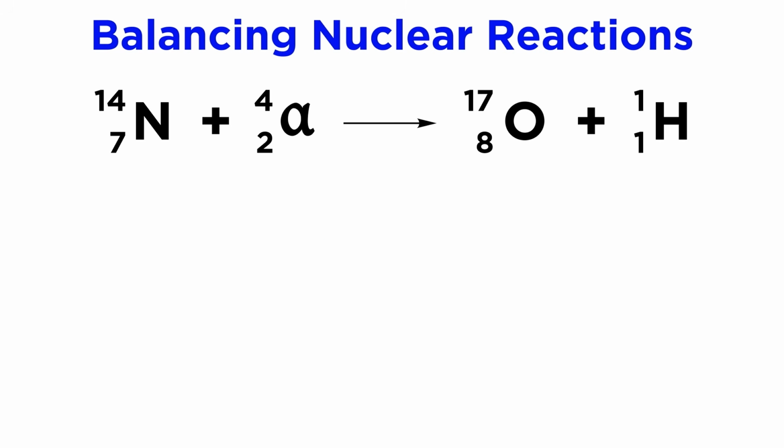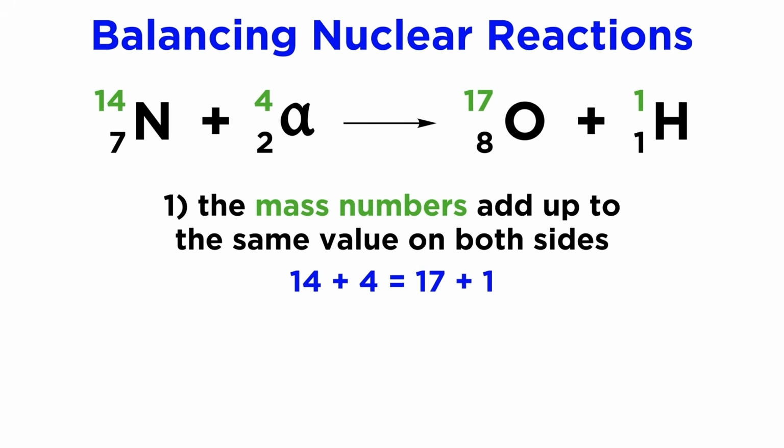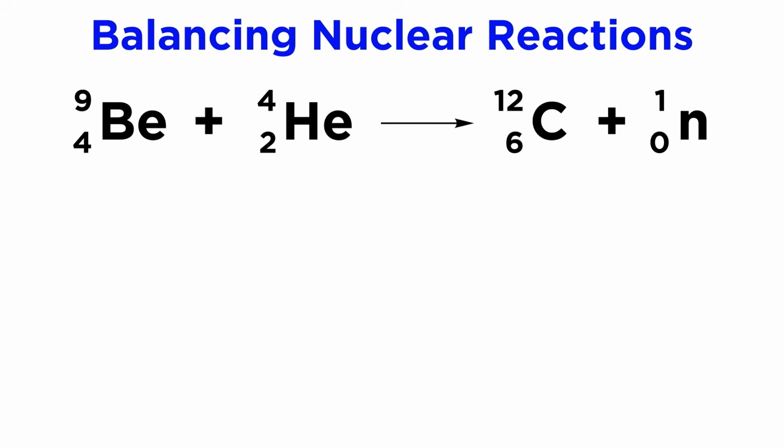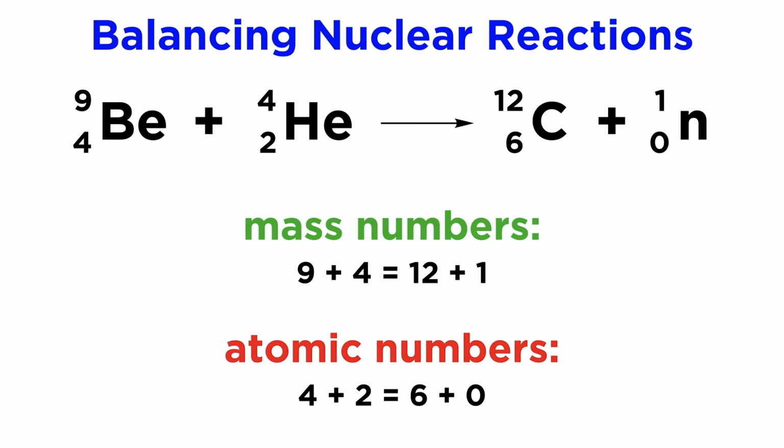Next, look at this reaction. This one says that when a nitrogen-14 is bombarded by an alpha particle, it produces oxygen-17 and a proton. Again, this is valid because the mass numbers add up to 18 on both sides, and the charges add up to 9 on both sides. Here we see that if beryllium-9 is bombarded by an alpha particle, we get carbon-12 and a neutron. Again, the mass numbers and charges check out.